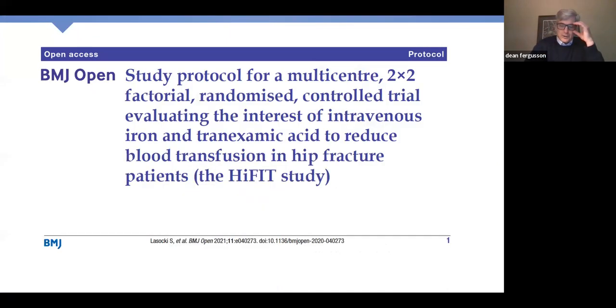So an example from the transfusion field: I found this protocol that was recently published last year. It's a study protocol for a multi-center 2x2 factorial, so two factors here, randomized controlled trial evaluating intravenous iron and intravenous and topical tranexamic acid to reduce blood transfusions in hip fractures.